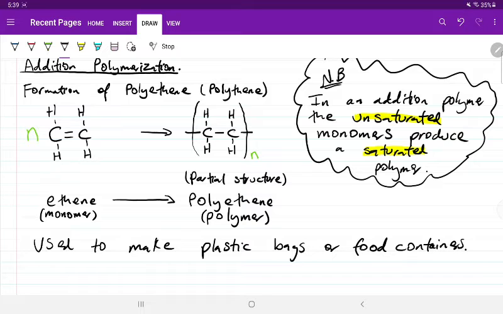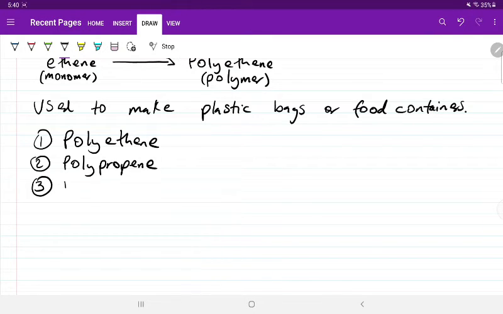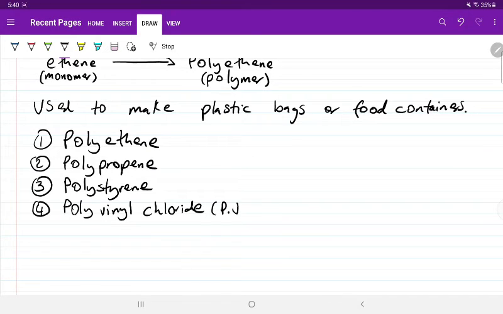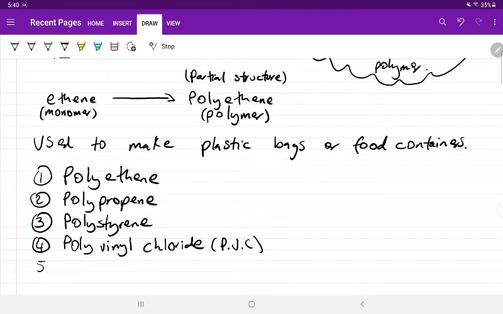So you have to be able to write the partial structure for polyethylene, which we just did, polypropylene, polystyrene, which is essentially styrofoam, polyvinyl chloride, which is PVC, and they used to ask about polytetrafluoroethene, which is Teflon, but I may be mixing that up with CAPE. All right, but these are the main ones.